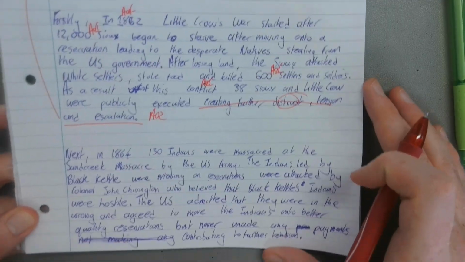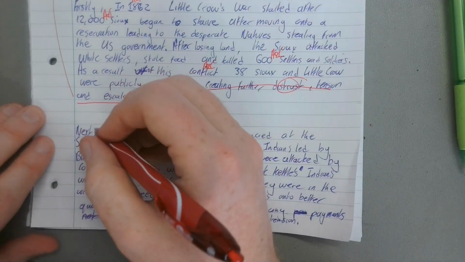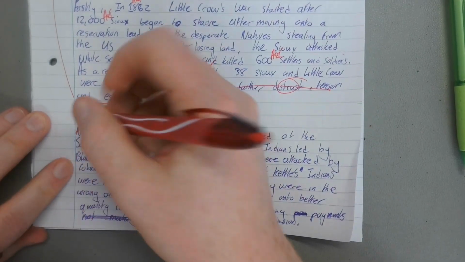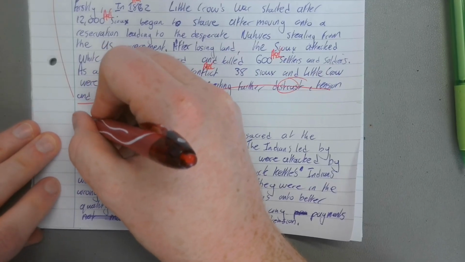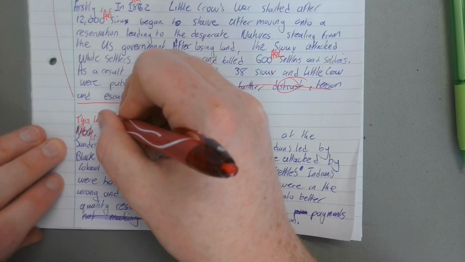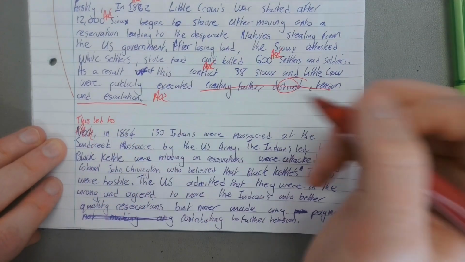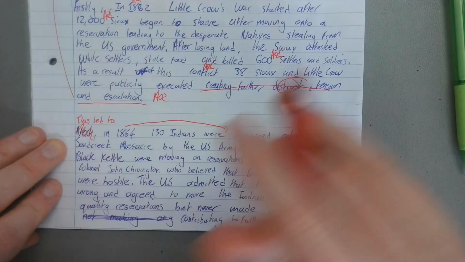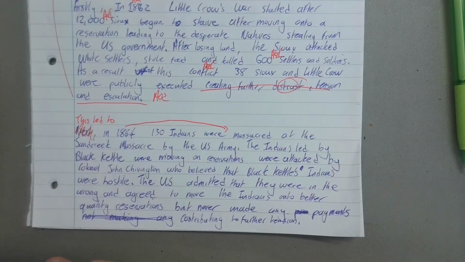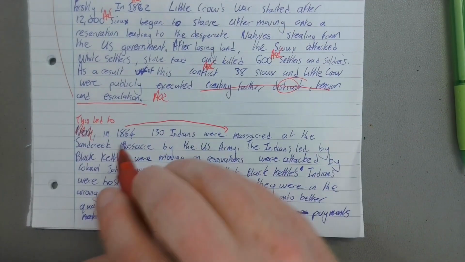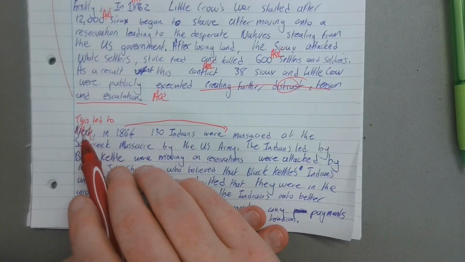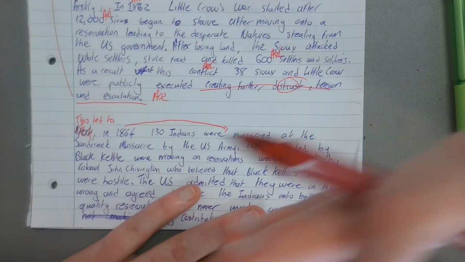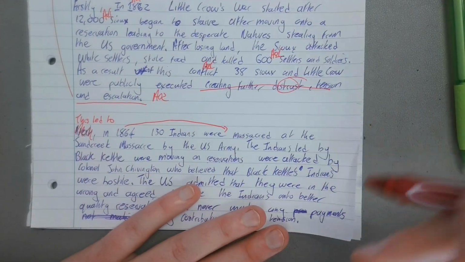Next, in 1864, do you know what I'm missing here? I might actually change this whole structure, and I might change it to "this led to," and I might just move that sentence down here. This led to 130 Indians massacred at the Sand Creek Massacre in 1864. So the reason why I'm using this "led to" is that it allows us to constantly create the story.